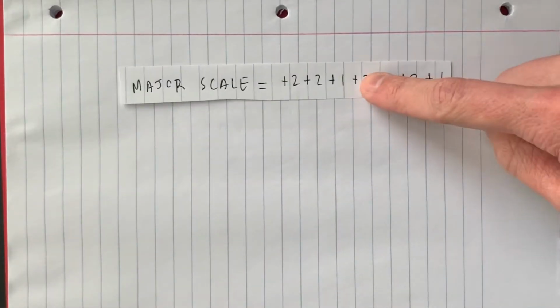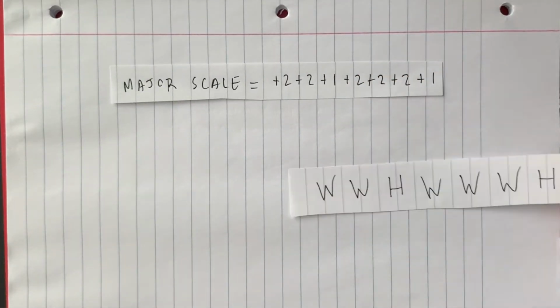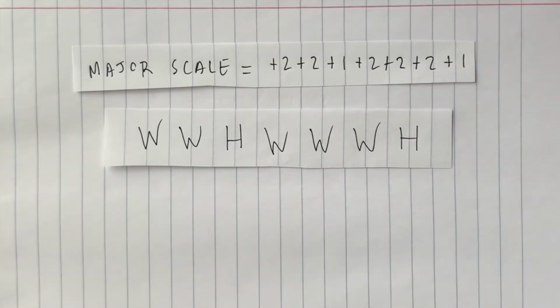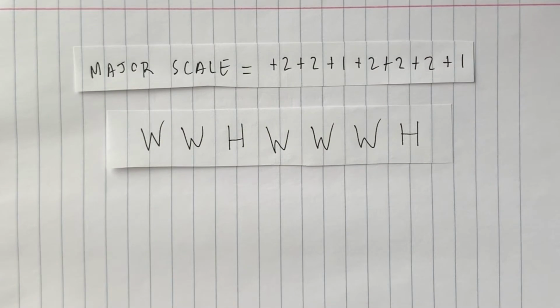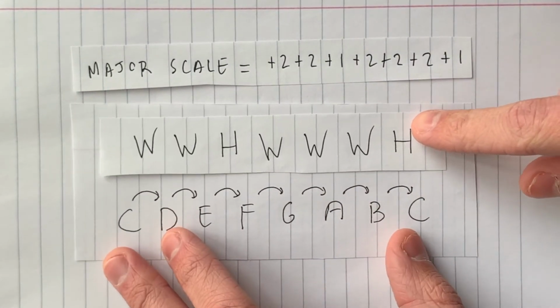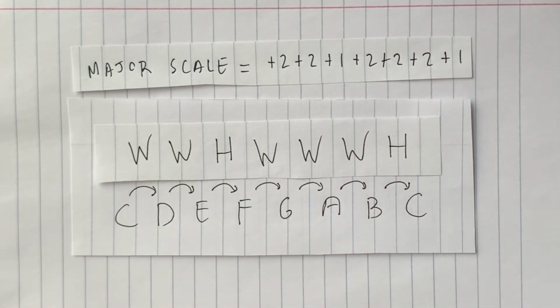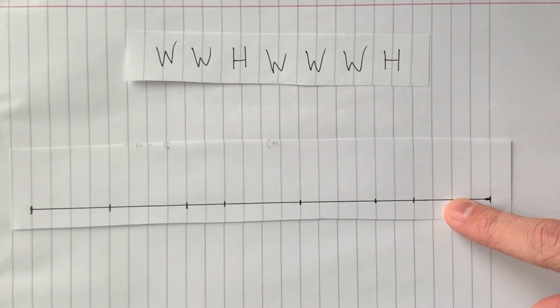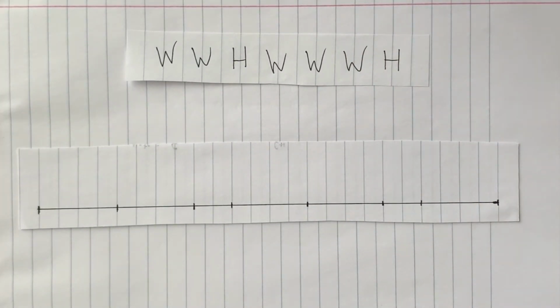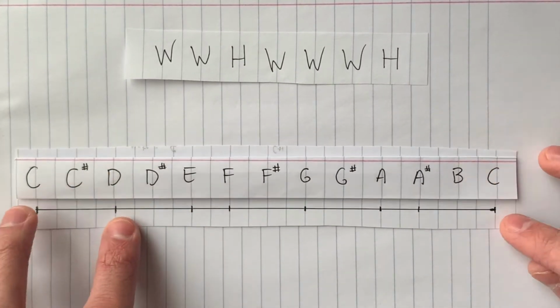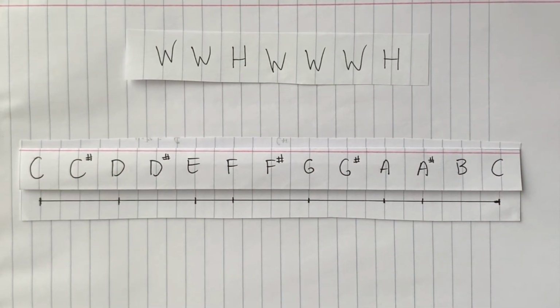So with this, we can see that the major scale can be defined by this set of directions, where W represents a whole step and H represents a half step. We can see that when we apply this to C, we get the C major scale. An easier way to visualize this is with a line that looks like this, where you have the longer and shorter distances representing whole steps and half steps.